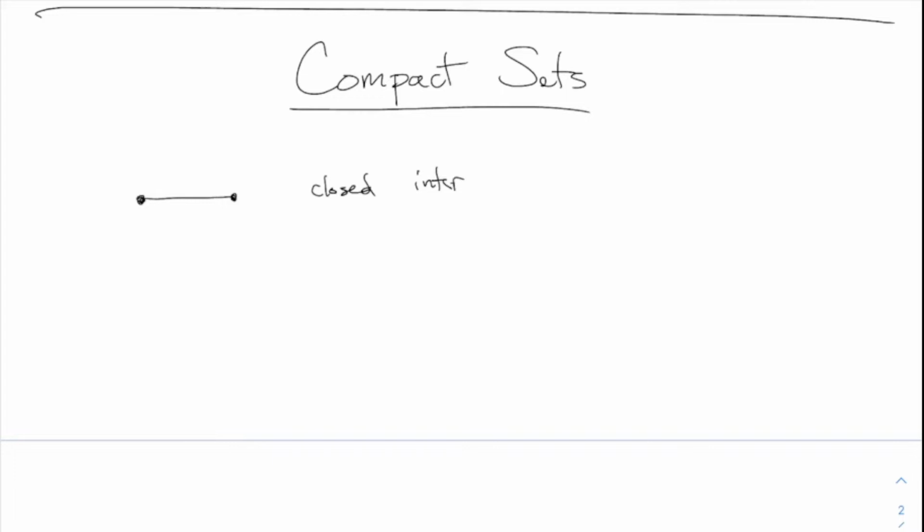But closed intervals are nice, and many theorems in calculus are about closed intervals. I don't know if you even remember the theorems from calculus. My experience teaching calculus is they don't care about the theorems. They just want to take the derivative over and over or something like that. Many theorems in calculus, though, are about closed intervals.